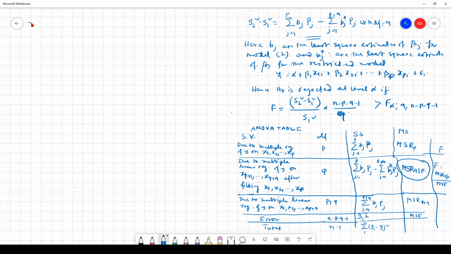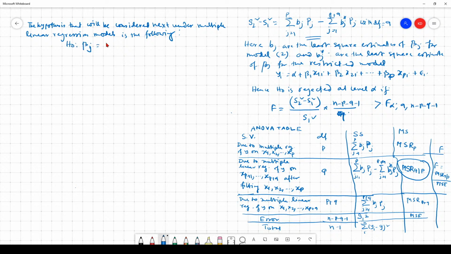The hypothesis that will be considered next under the multiple linear regression model is the following, that is H naught: beta j equal to constant C for any particular j, and C being any given value including 0.